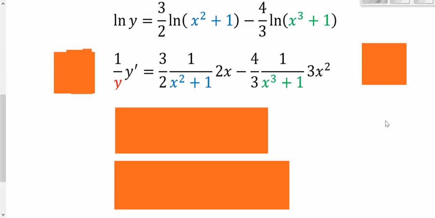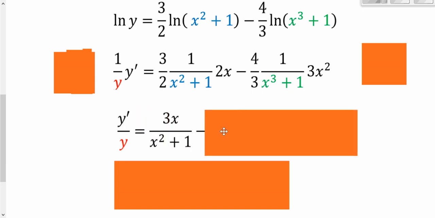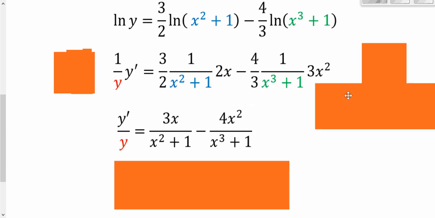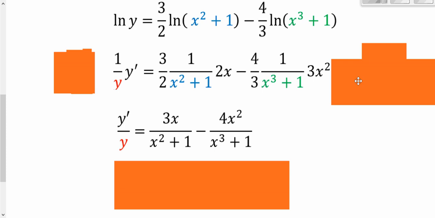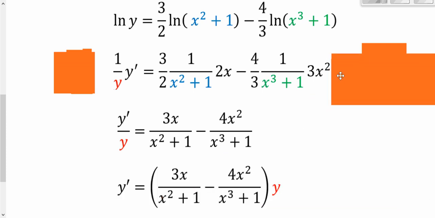So here, I would probably do a little simplifying. Notice this 2 cancels out that. And we just get a 3 and an x left on top. Here, this 3 cancels out that, so we'd have a 4 and an x squared on top. Now, we're trying to find our derivative, which is just y prime. So we need to get y prime by itself. So I could just multiply both sides by y.